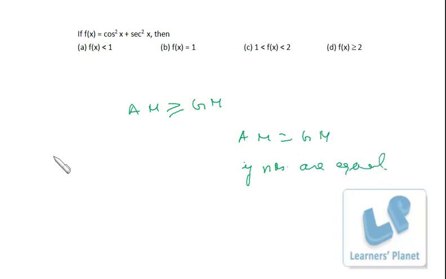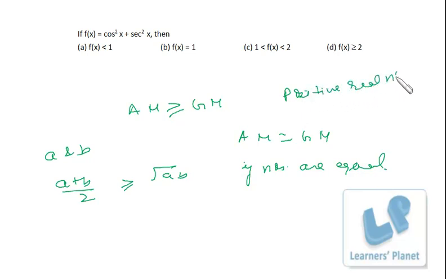Suppose I have two numbers a and b, then their arithmetic mean will be (a plus b) by 2, their geometric mean will be root ab. So (a plus b) by 2 is greater than or equal to root ab. The AM will be equal to GM if both the quantities are the same, that means a is equal to b. So if a is equal to b, both sides will be equal, that is AM will be equal to GM. Okay, so this funda I'll be using over here. The important thing over here is that a and b should be positive real numbers. Positive real numbers. Okay, that's very important.